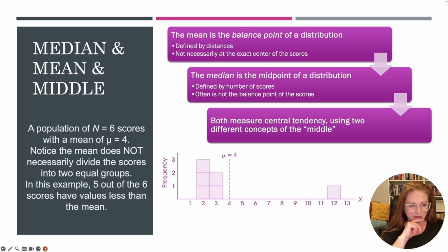So population 6, with a mean of 4. Notice the mean doesn't necessarily divide the scores into 2 groups. In this example, 5 out of the 6 scores are less than the mean. So you see the mu there? If I was to say, what's the center? Do you see how that outlier, that 12, is really pulling it over to the side? That's why we have so many different ways to try to find that middle, that central tendency.